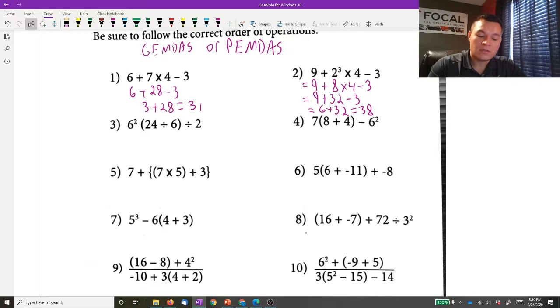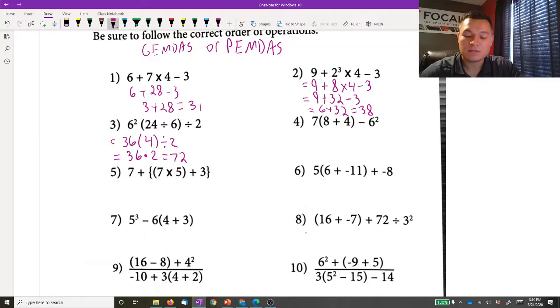Number 3, 6 squared makes 36. That was an exponent. Now we can do the parentheses to get the number 4 divided by 2. Here we have multiplication and division. When we're multiplying or dividing, we can do it in any order that we want. So I'm going to do the division first. 4 divided by 2 is 2. 36 times 2 is 72.